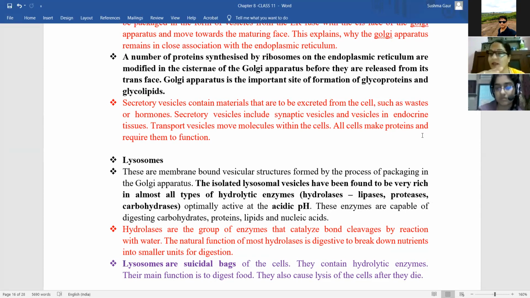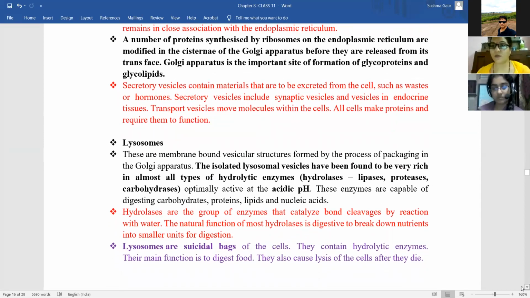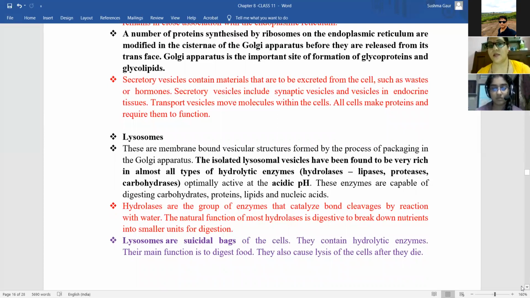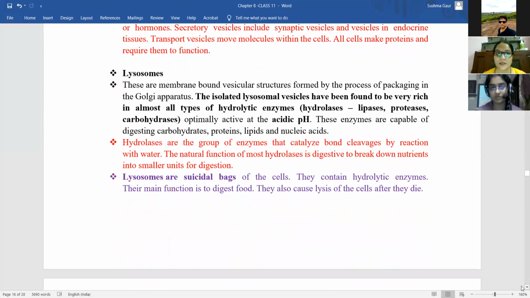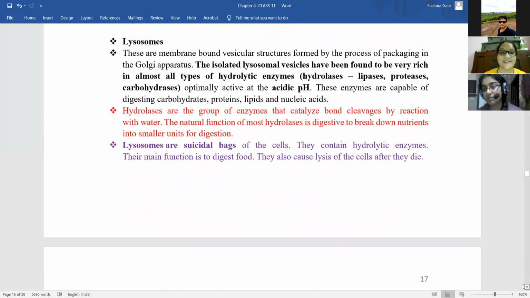I think that will be present in one of your chapters, and I will explain it when we do that chapter. Till now, you have to remember that secretory vesicles are responsible for transporting the waste material and the hormones all over the body where it is required. Okay, so what is next? Lysosomes.